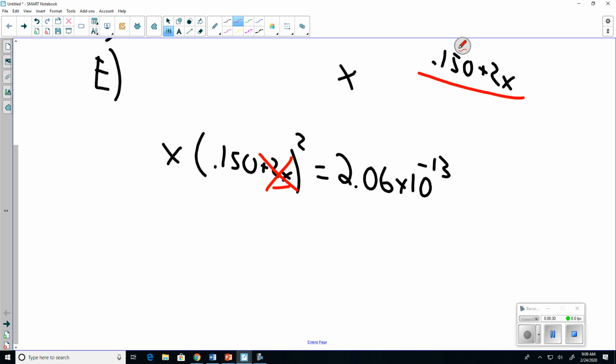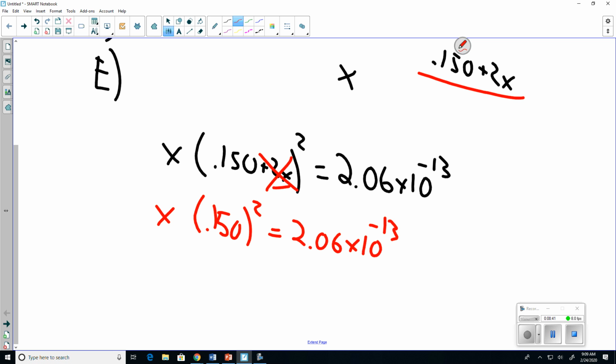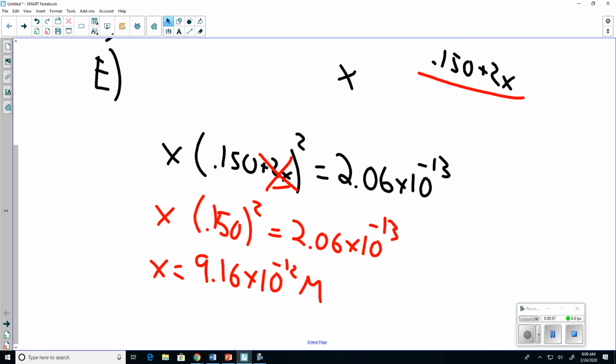Because now what I have is x times 0.150 squared equals my K value. Now I have something algebraically that we should be able to solve. And that x value then, after I square that and divide both sides by it, would be 9.16 times 10 to the negative 12 molar.